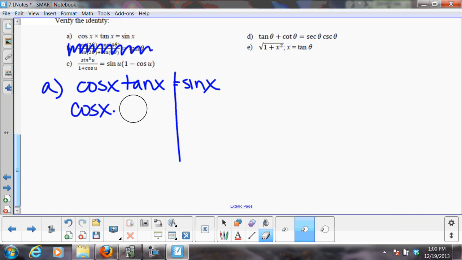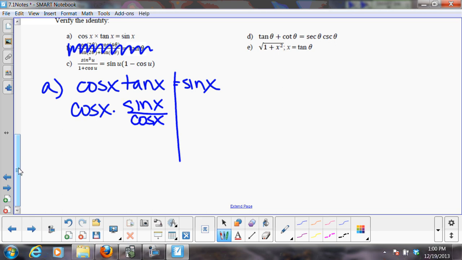Let me write that sine a little bit better. If I have a cosine in the numerator and a cosine in the denominator, those can cancel, leaving me with sine x. One side equals the other side, and there it's an identity.